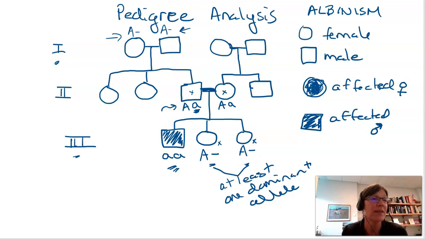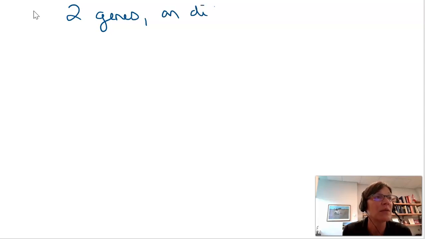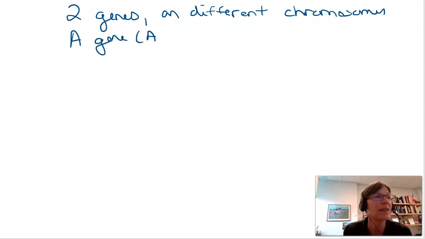And what I want to show you next is a little bit about predicting gametes when you're tracking two genes. So I'm going to insert a new slide. Okay, and let's think now about two gene scenarios. Let's think about scenarios where you've got two genes and they're on different chromosomes to keep things simpler. Okay, so we've got our A gene, which can exist in this allele or this allele. Let's throw in a B gene.